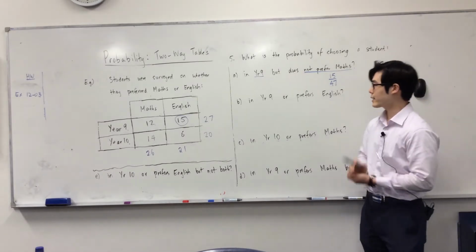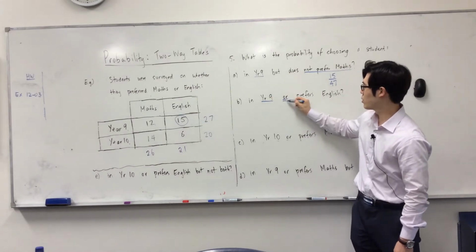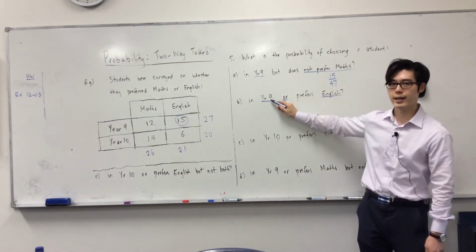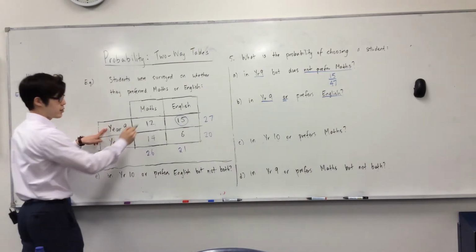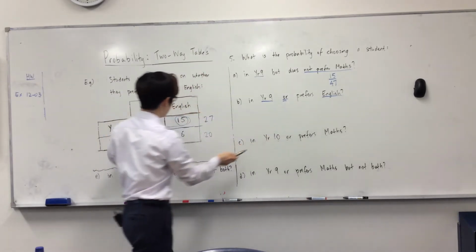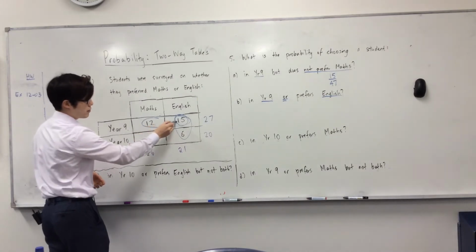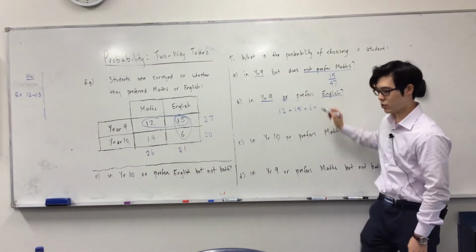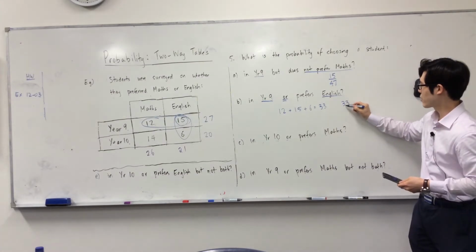Alright? Now next question. What's the probability of choosing a student that's in Year 9 or prefers English? Now if it says the word or, you have to add all the numbers in Year 9 and all the numbers in English. So, all the numbers in Year 9 is across here, 12 and 15. And all the numbers for English, that's under English, so 15 and 6. So we have to add 12, 15 and 6. Okay, and that's going to be 33. Okay, and once again as a probability, that's 33 out of 47.